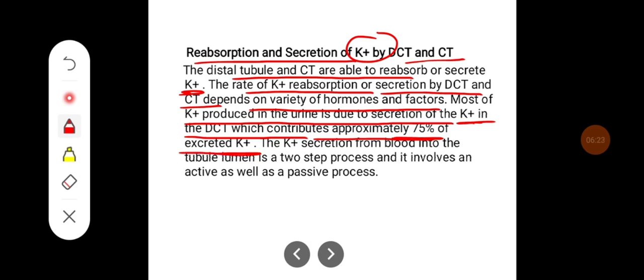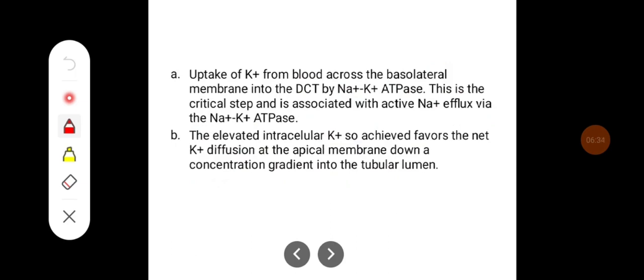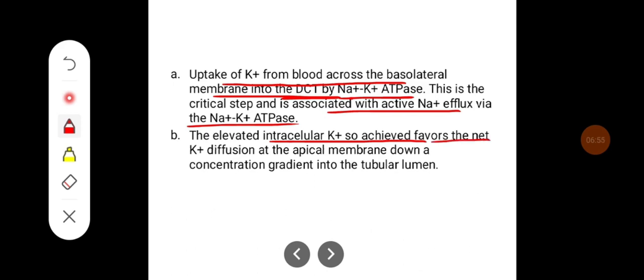Potassium secretion from the blood into the tubule lumen is a two-step process which involves both an active and a passive process. The first step is uptake of potassium from blood across the basolateral membrane into the DCT by sodium potassium ATPase. This is a critical step and is associated with active sodium efflux via sodium potassium ATPase. The elevated intracellular potassium thus achieved favors net potassium diffusion at the apical membrane, down the concentration gradient into the tubular lumen.